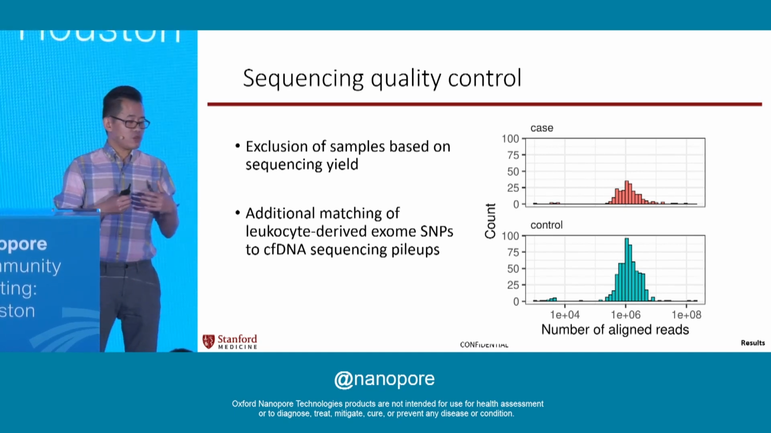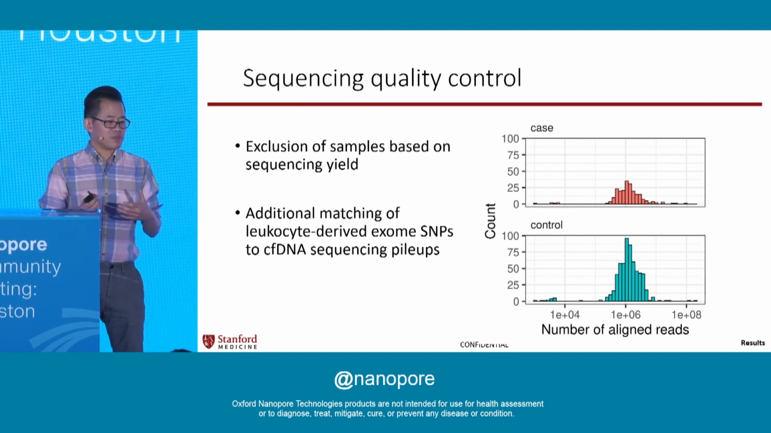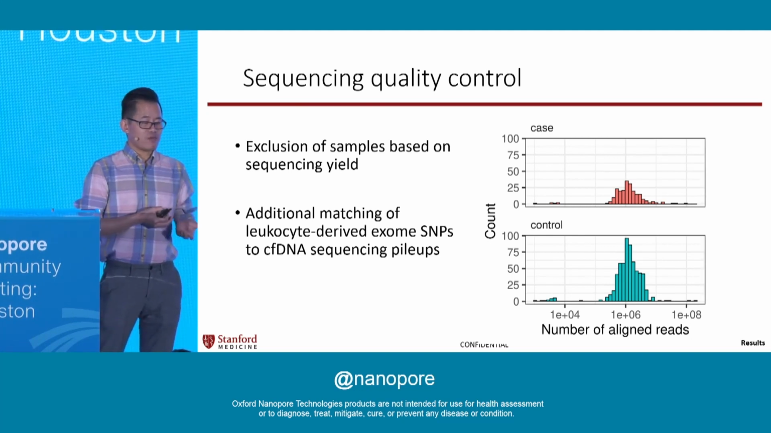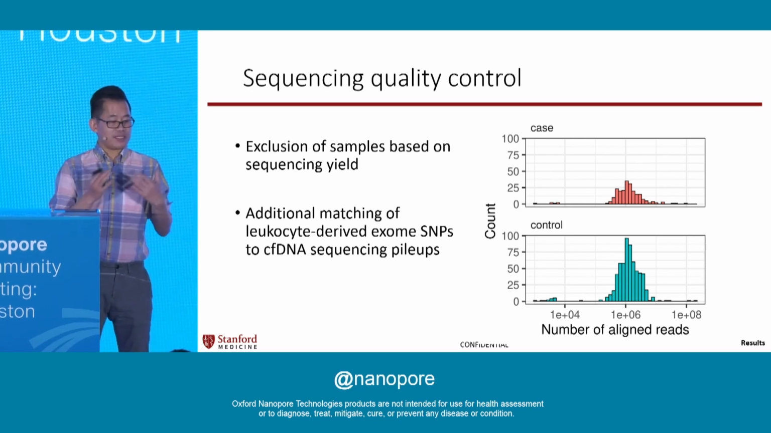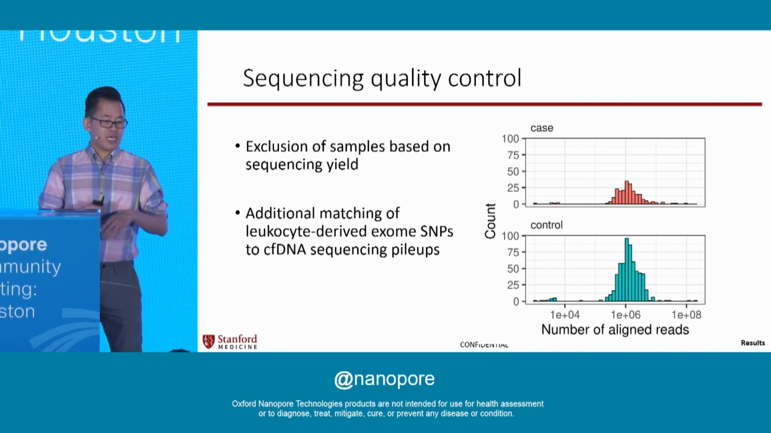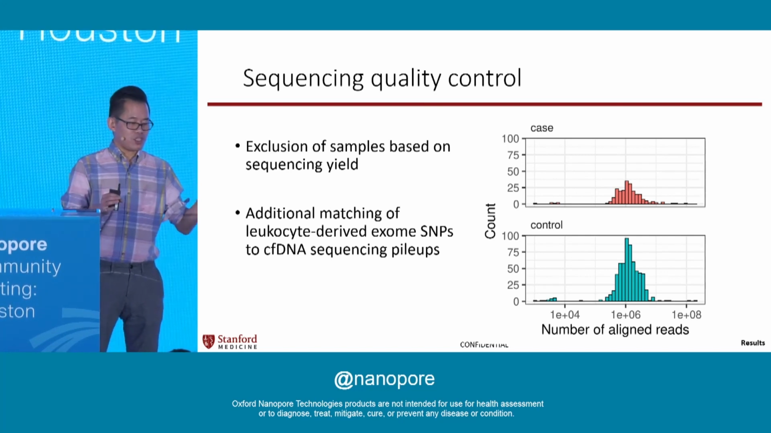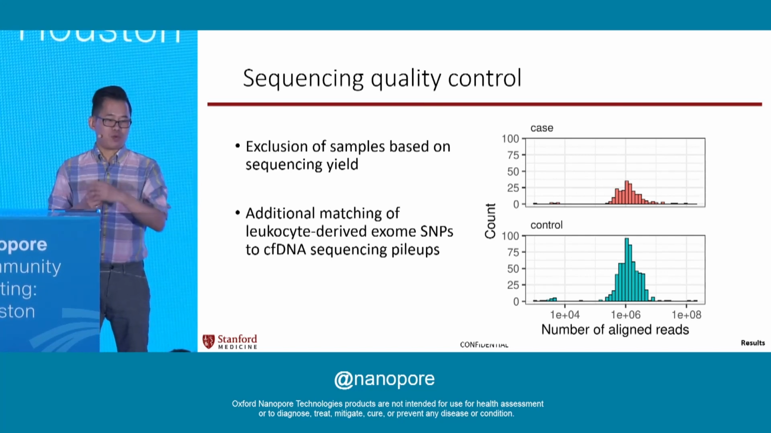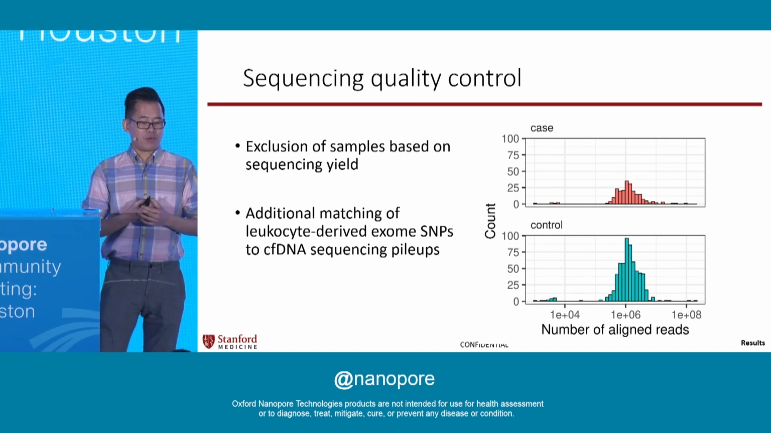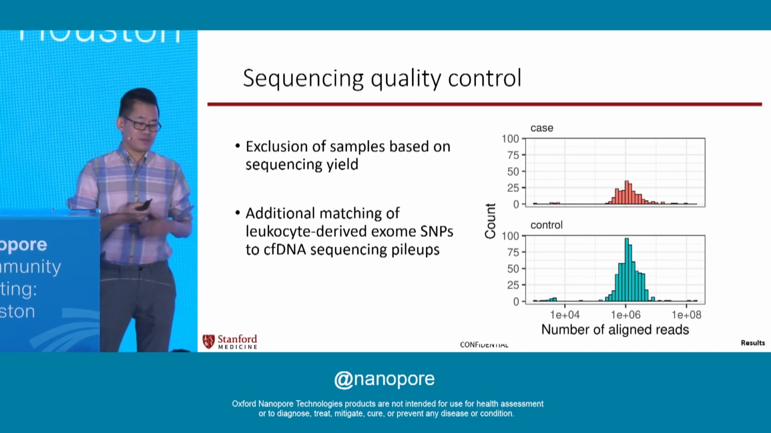We also do additional QC to make sure there are no sample mix-ups by taking leukocyte-derived exomes that we have from these same populations, taking their SNP profiles, and matching them to the cell-free DNA sequencing pileups. We do a maximum likelihood estimation of which cell-free DNA is likely to match with which exome, and we can confirm that we didn't have any large-scale sample mix-ups, or any mix-ups at all, really.